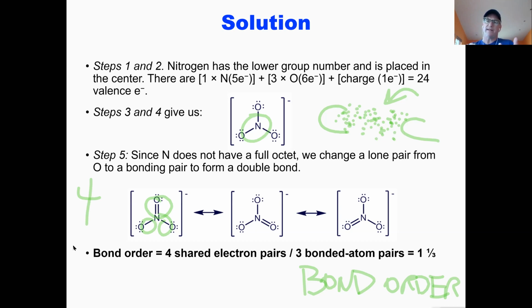Well, what we learned is that they're equally distributed around the nitrogen. That distribution is even all the way around. So we don't really see 1 double bond and 2 single bonds. We see an even distribution.